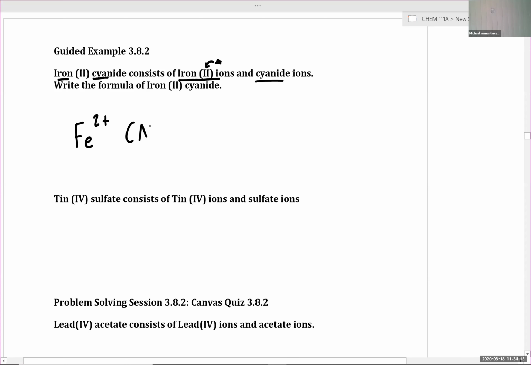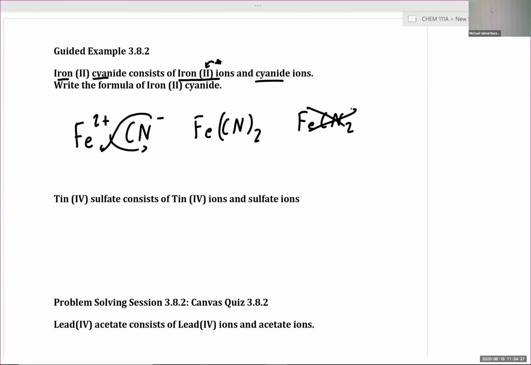Okay. Cyanide. Would someone like to provide the formula for cyanide? CN-, exactly right. So now we cross our charges, and that in turn gives us Fe(CN)2. Again, make sure that you place the polyatomic ion in parentheses. If you wrote this, this would not be correct. Does that make sense to everyone? Any questions on this example?